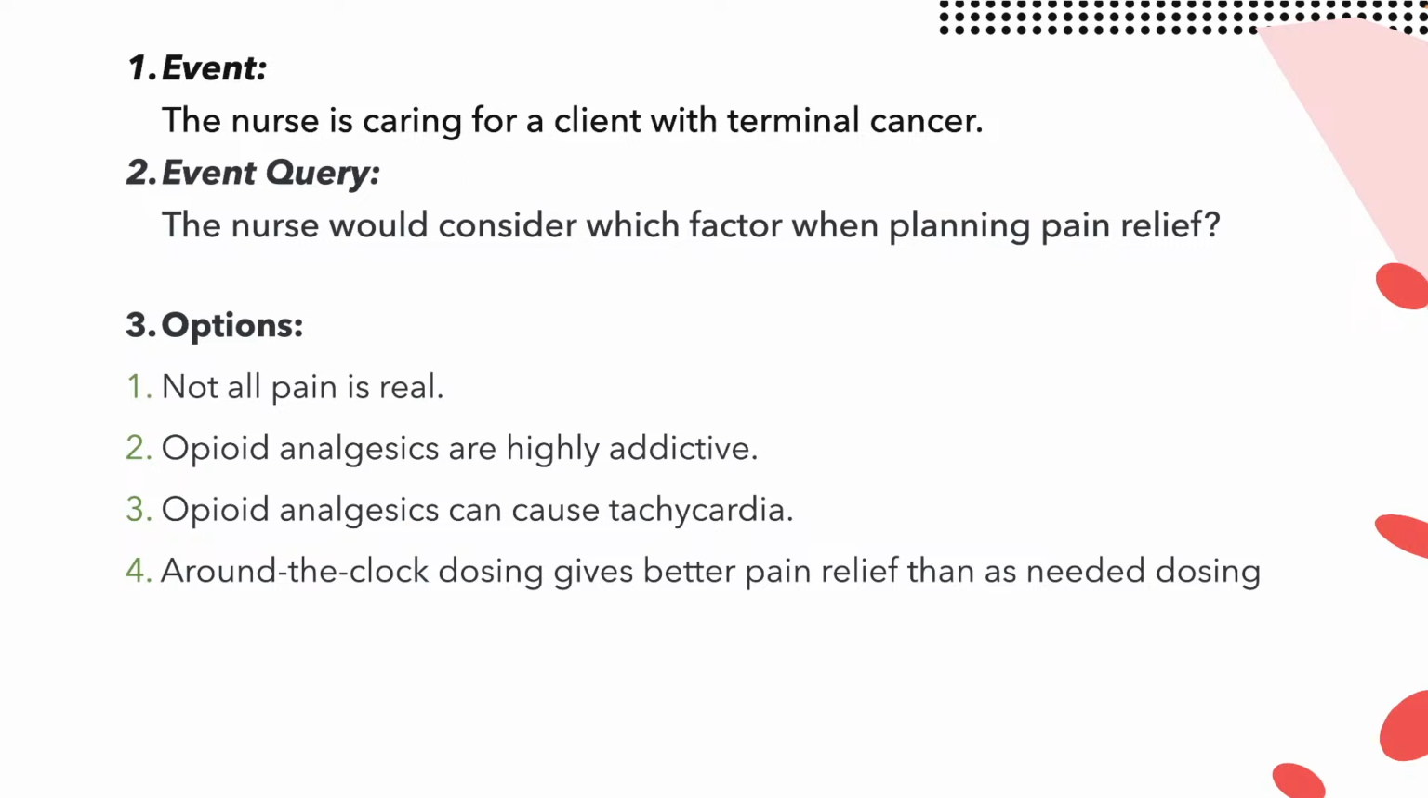Again, whenever you read a question, make sure that you identify the event in that question. Make sure that you identify the event query and all the options, okay? So this is how an NCLEX question usually looks. In this case, for example, the event is the nurse is caring for a client with terminal cancer. The event query is the nurse would consider which factor when planning pain relief. This part of the question is pretty much what they're asking you about. This is what they want to know, if you know, okay?